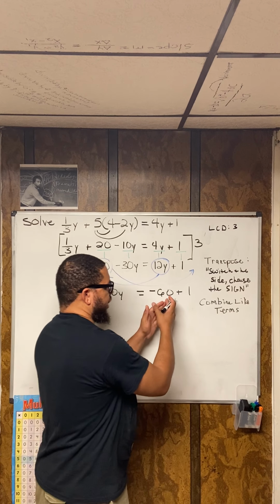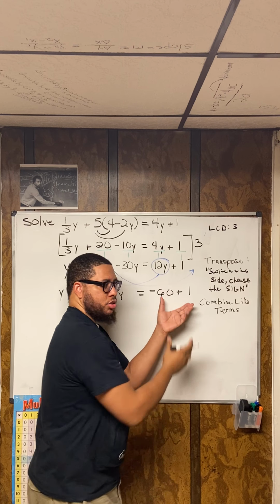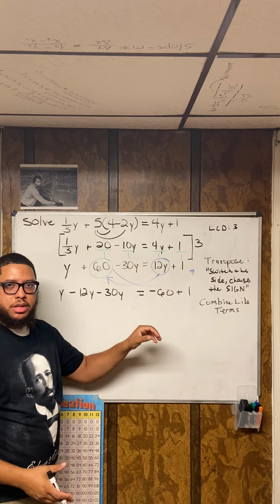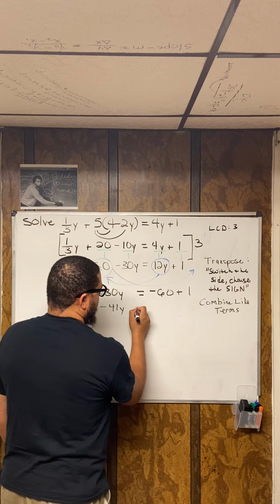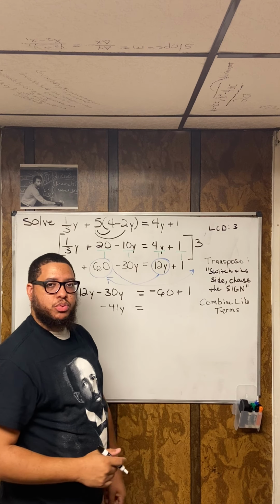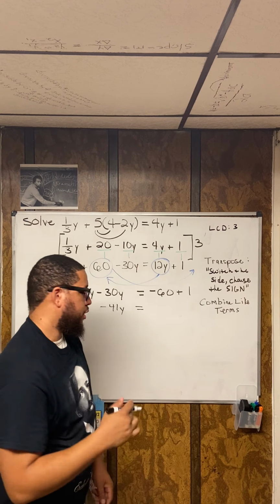Over here, I have a negative 60 and a 1. Those are like terms because those are constants. Those are integers. I can combine those. So what I'm going to do first is over here on the left side, I'm going to combine these. I got 1 minus 12. That gives me negative 11. Then I got negative 11 minus 30. That gives me negative 41. So negative 41y. And then on the right side, I got negative 60 plus 1, which gives me negative 59.